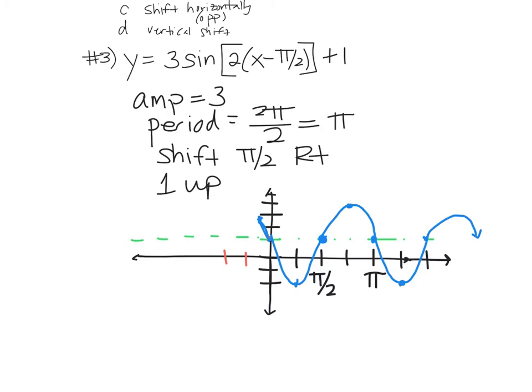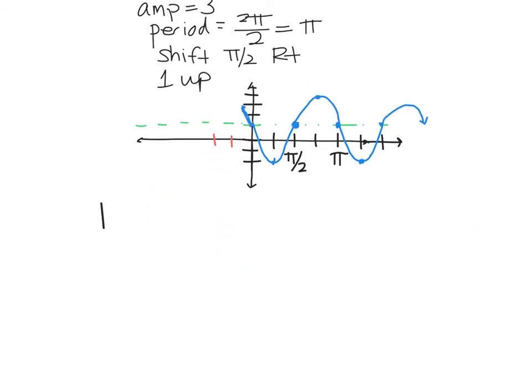All right. Let's do another one. Let's do a cosine. We haven't done a cosine yet. Number 4.